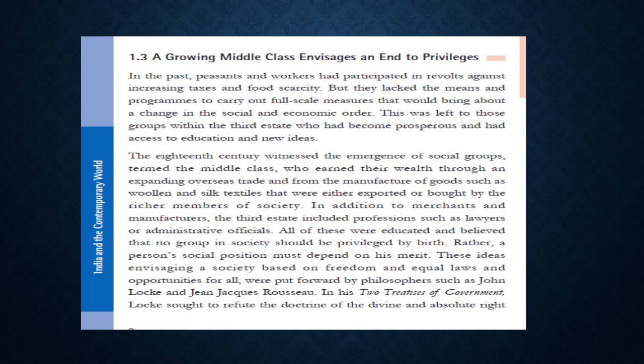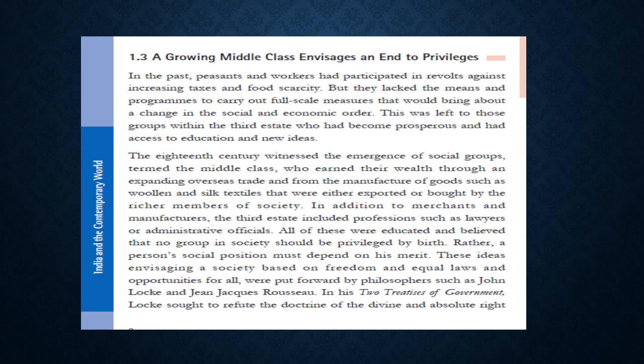In addition to merchants and manufacturers, the Third Estate included professions such as lawyers or administrative officials. All of these were educated and believed that no group in society should be privileged by birth. Rather, a person's social position must depend on his merits. These ideas, envisaging a society based on freedom and equal laws and opportunities for all, were put forward by philosophers such as John Locke and Jean-Jacques Rousseau.